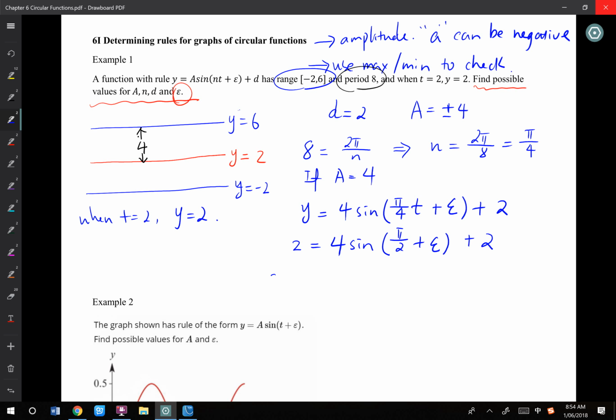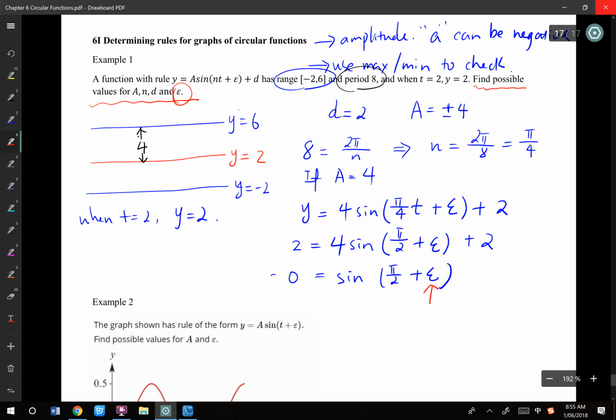Now what I have is 0 equals sine. Okay, I have 0 equals that. What's the easiest value you can think of for that? Sine what equals 0? Sine 0 is 0.